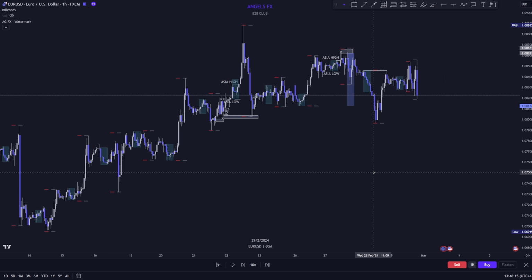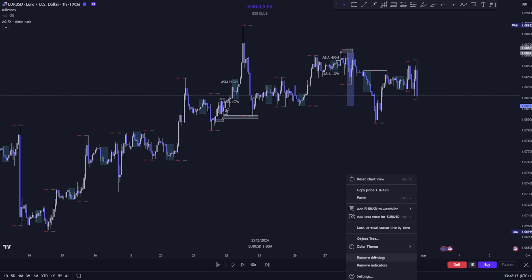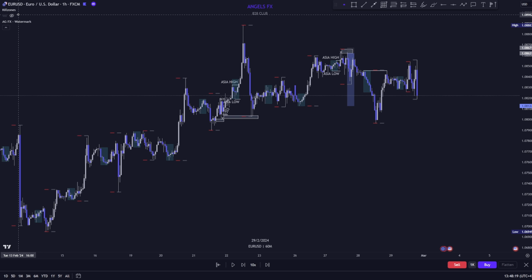Okay, so I hope you understand, and I hope you can use this confluence in your trading system, because it's really one of the strongest confluences that you can use every day.